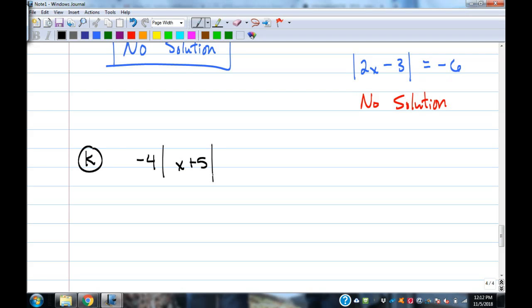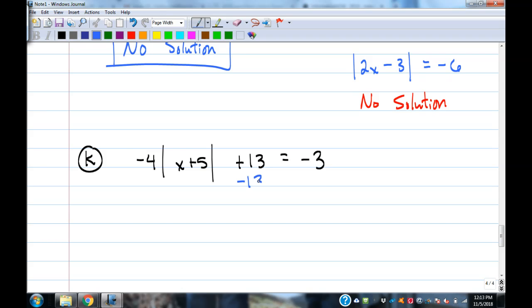Negative 4, absolute value of x plus 5, plus 13 is equal to negative 3. So with this one, it's equal to a negative, right? So it's no solution. Maybe not. Why can I not decide that yet? I got to get the absolute value part by itself. I got to do that solving part first because it may change signs. So what's the first step?